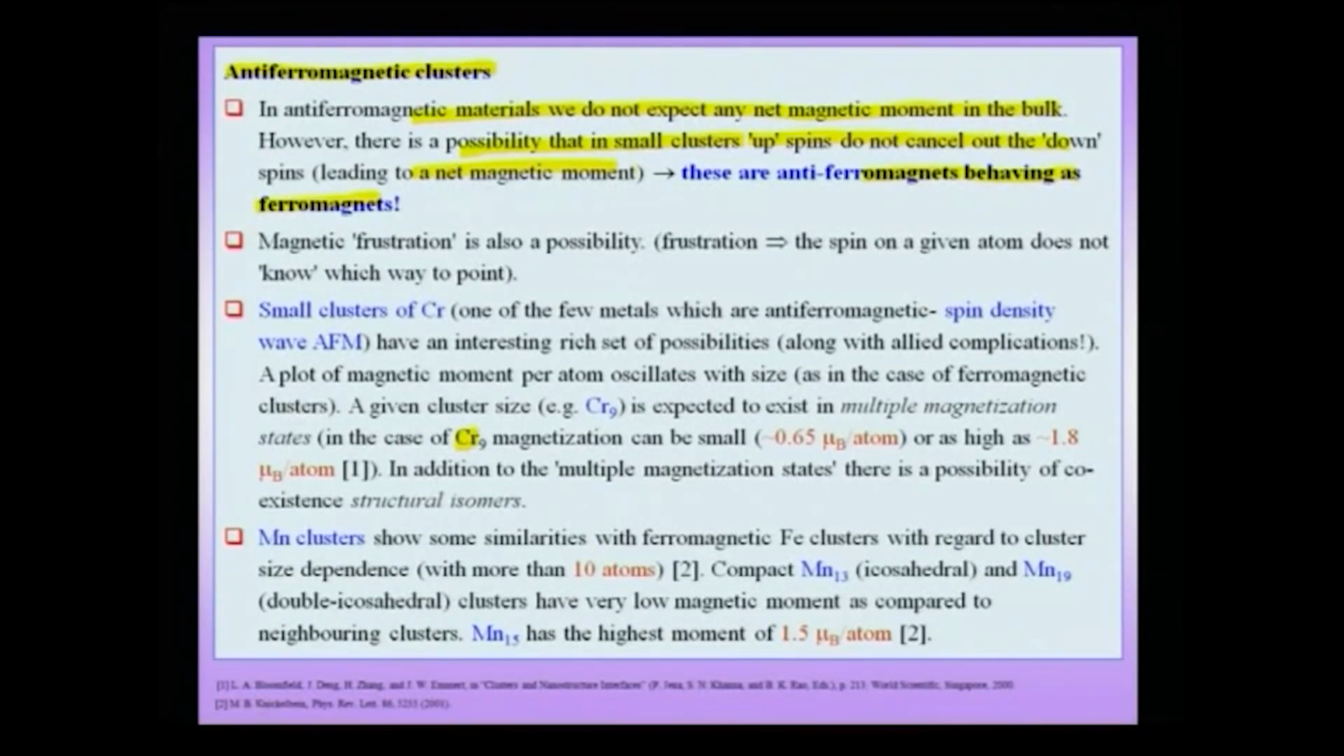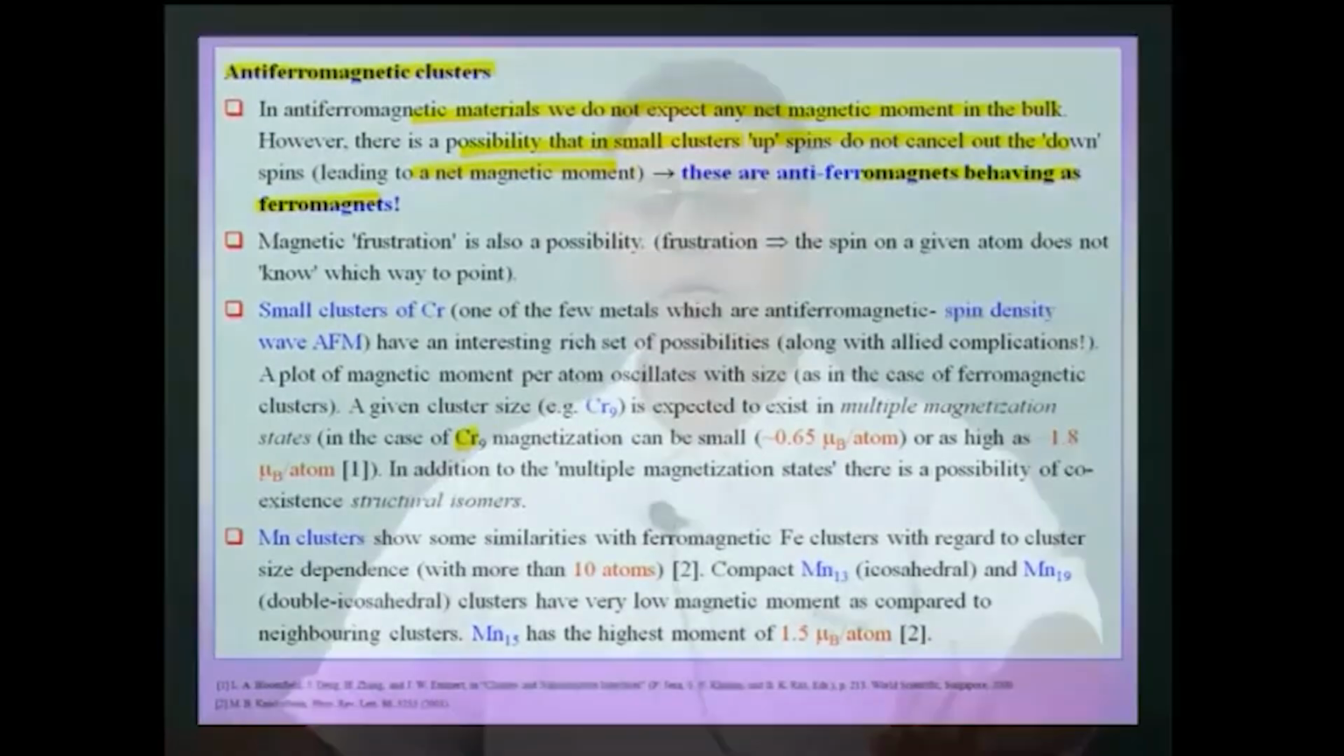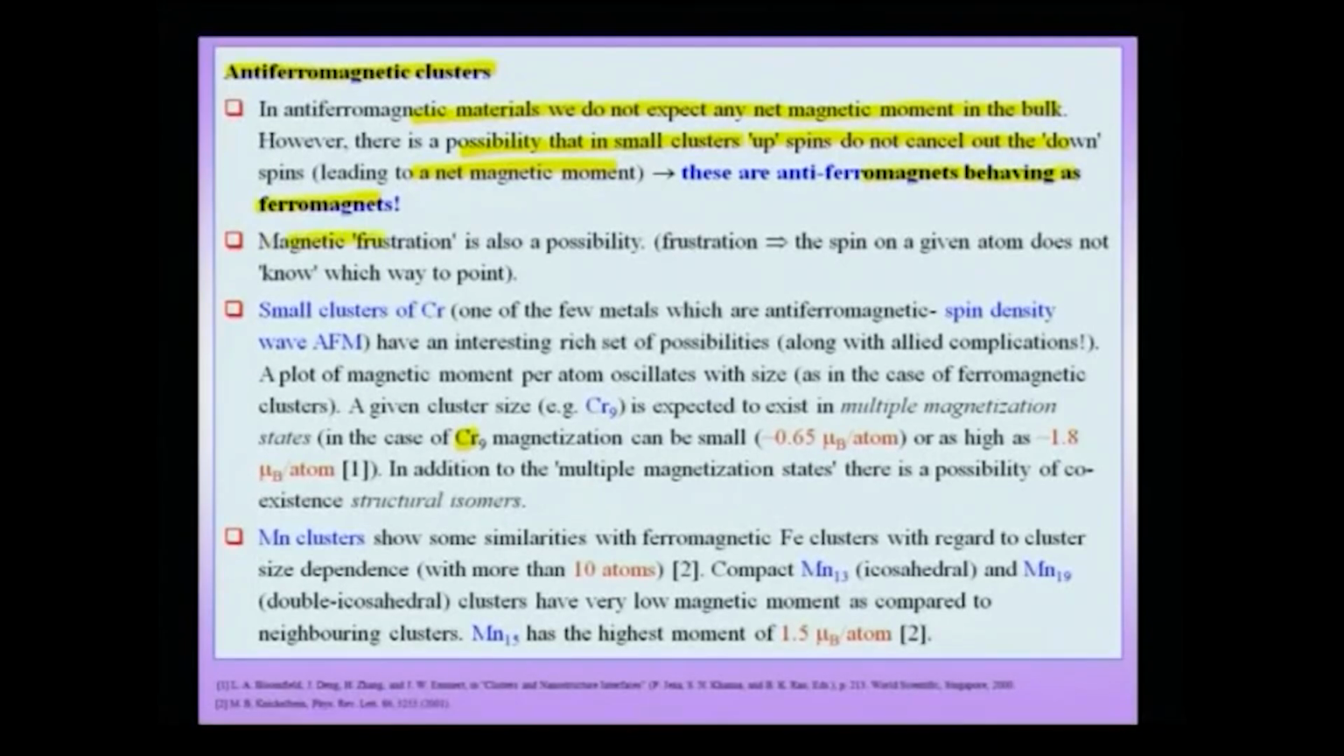Of course, this is now a small residual non cancellation, and this magnetic moment is not expected to be as high as that you see in a ferromagnetic cluster. But nevertheless, this is an interesting possibility. In these small magnetic clusters, frustration is also an issue, and this frustration leads to the fact that the spin on a given atom does not know which way to point.